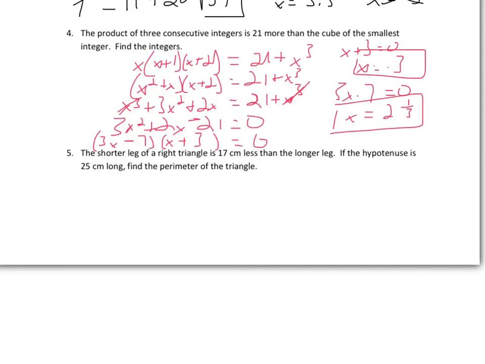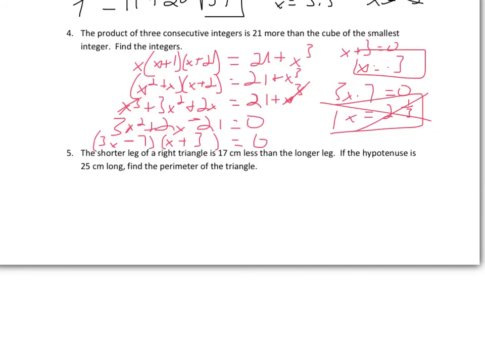This says the product of 3 consecutive integers is 21 more than the cube of the smallest one. So since 2 and a third is not an integer, you can't use it. So the answer is just x equals negative 3. So we've got negative 3 times negative 2 times negative 1.